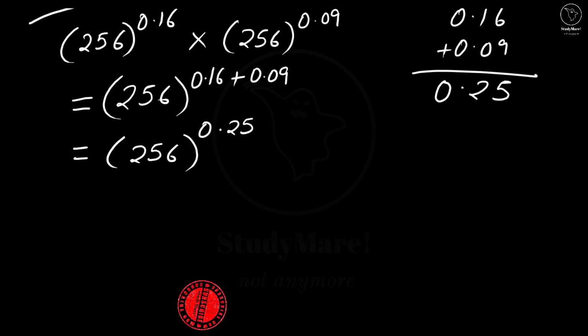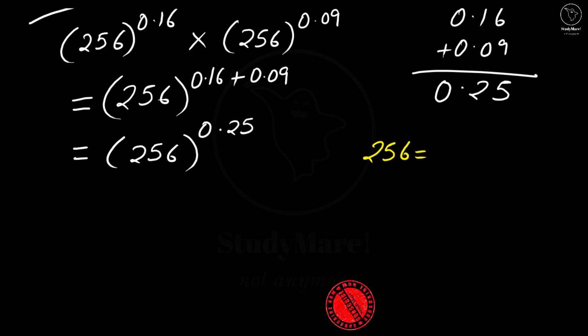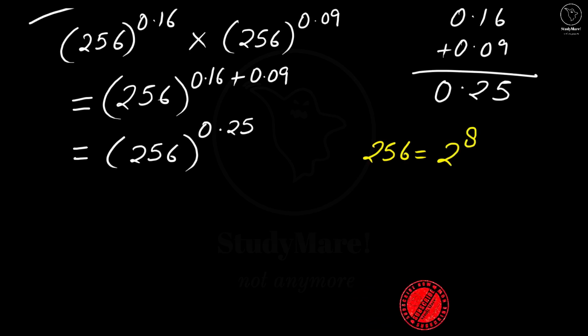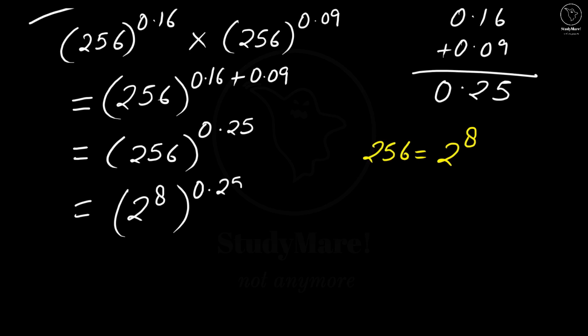How? 256. Look at this. 256 can be written as 2 to the power 8. 2 multiplied by 2 8 times gives us 256. It means instead of 256, we can also write 2 to the power 8. We already have 0.25 over here. Now, is there any identity that fits? Yes. A to the power m to the power n is equal to a to the power m into n.